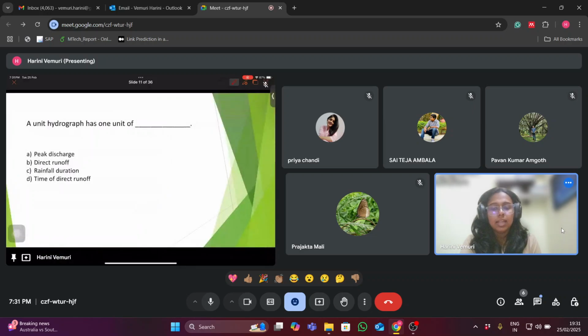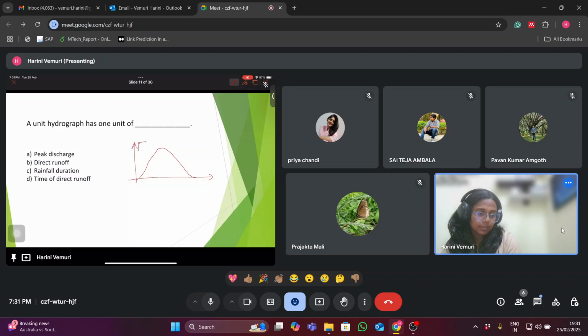So the first question is, a unit hydrograph has 1 unit of dash. Option A is peak discharge, option B is direct runoff, option C is rainfall duration, option D is time of direct runoff. As we have seen already, a unit hydrograph is due to 1 centimeter excess rainfall occurring for d-hour duration. This 1 centimeter is the excess rainfall, which is in turn also named as direct runoff. So that means a unit hydrograph has 1 unit of direct runoff.